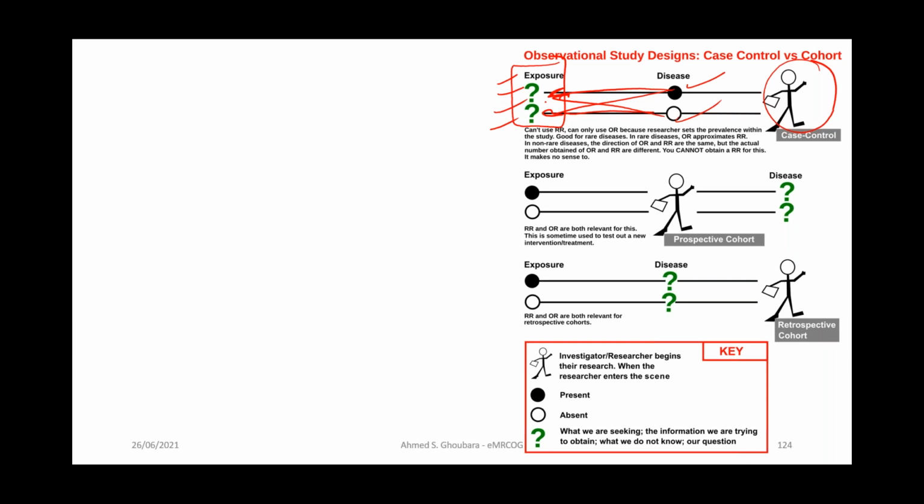And for the prospective cohort study, you start with the exposure like HRT, no HRT. You follow up in time till you find out how many patients got cancer or no cancer. Retrospective cohort, that's the third one.